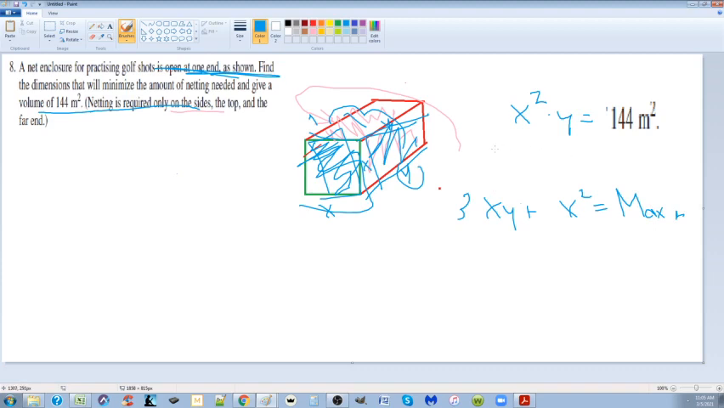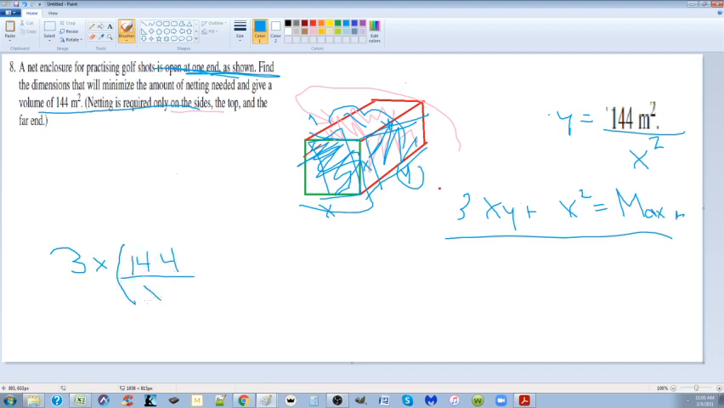Now we're allowed to replace y with what? Well, we get that from up here. We're allowed to replace y with 144 over x squared, which means if I were to rewrite this whole thing, I get 3x times 144 over x squared, and we'll verify our answer at the end, plus x squared is going to equal our max netting. So we're going to take the derivative of that. Well, first let's do some cancellation. This x here will cancel with 1x down there.